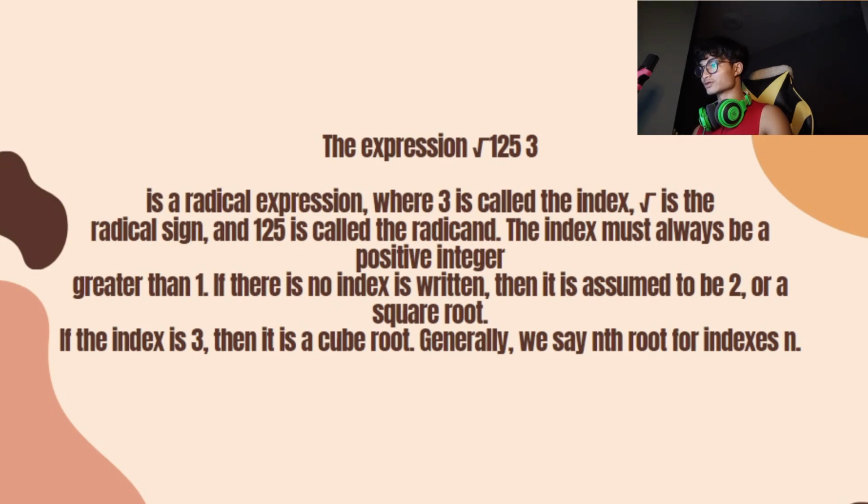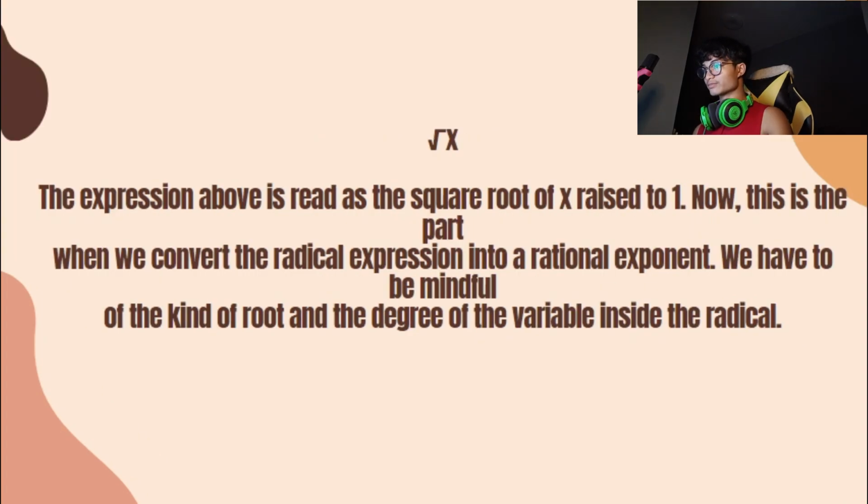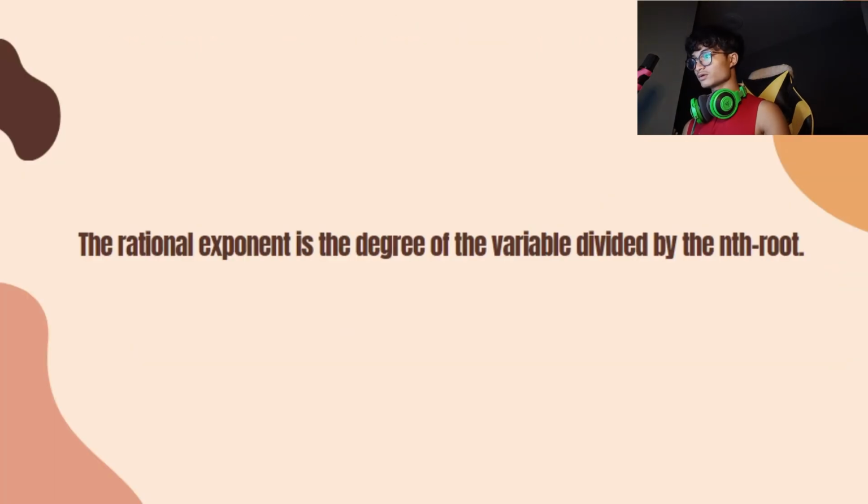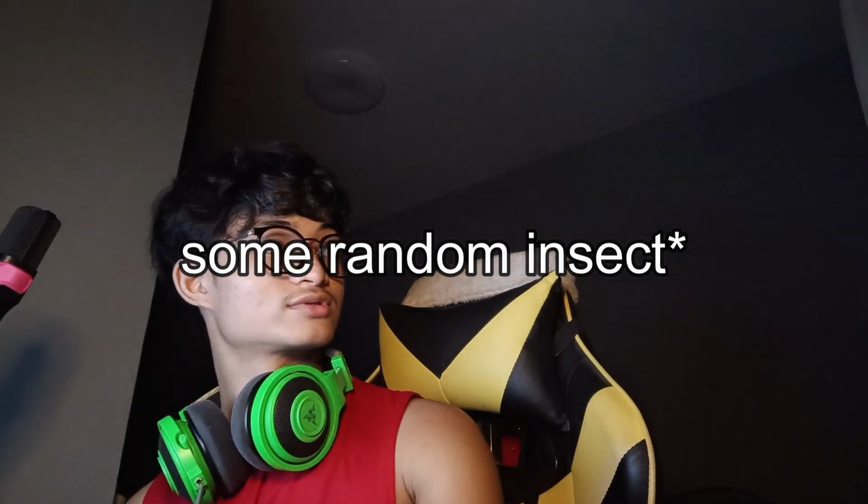If the index is 3, then it is a cube root. Generally, we say the nth root for index is n. The expression above is read as the square root of x raised to 1. Now this is the part where we convert the radical expression into a rational exponent. We have to be mindful of the kind of root and the degree of the variable inside the radical. The rational exponent is the degree of the variable divided by the nth root.